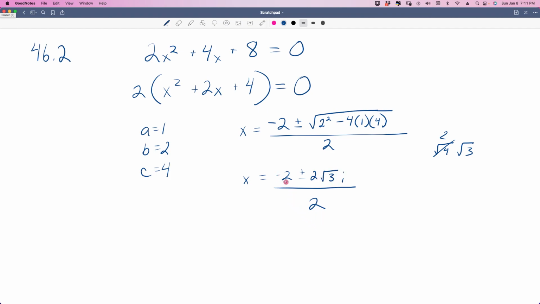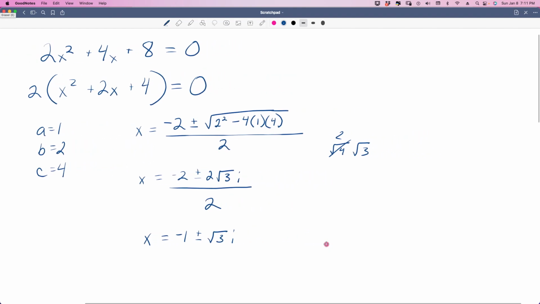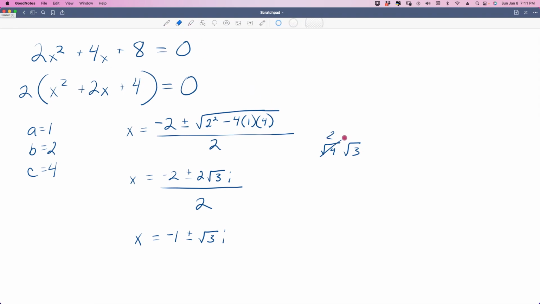And because we have a 2 here and a 2 here and a 2 here, we can reduce all of this, and x would be equal to negative 1 plus or minus the square root of 3i. This is now where we were before. We have the value of x with both sides, with the positive and the negative terms. So that's what we're going to do. We're going to come over here and we're going to write this out.